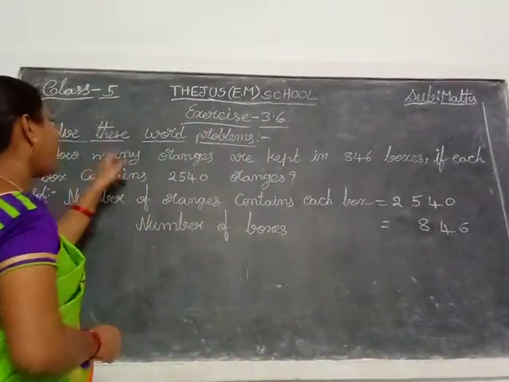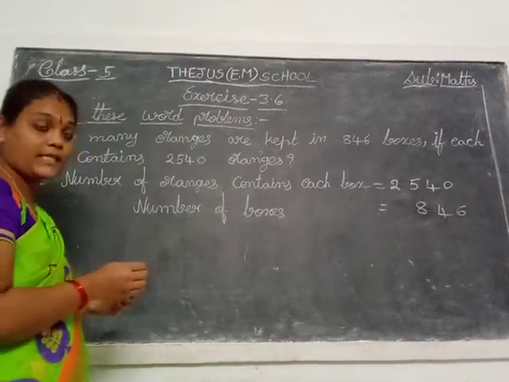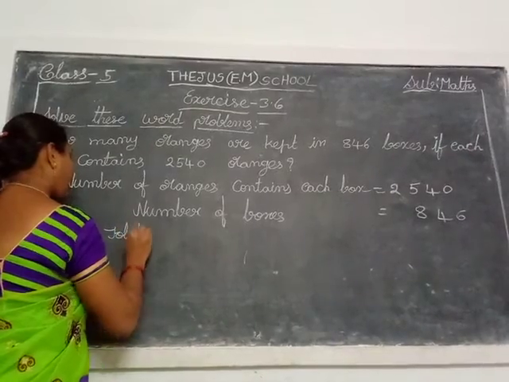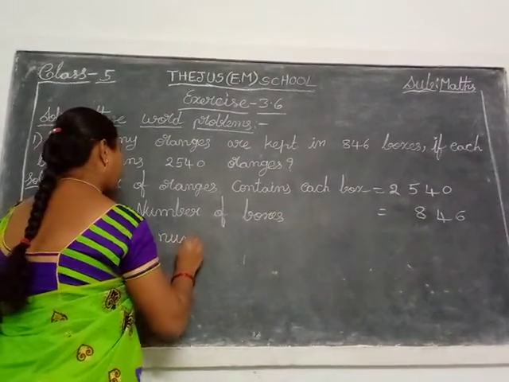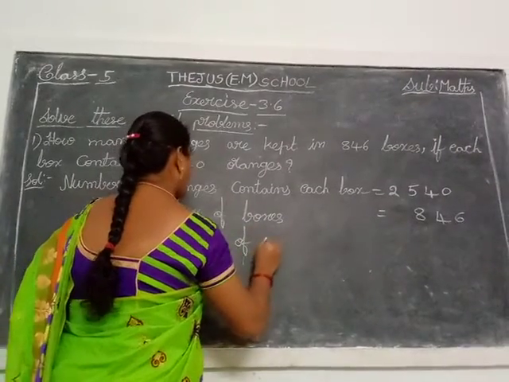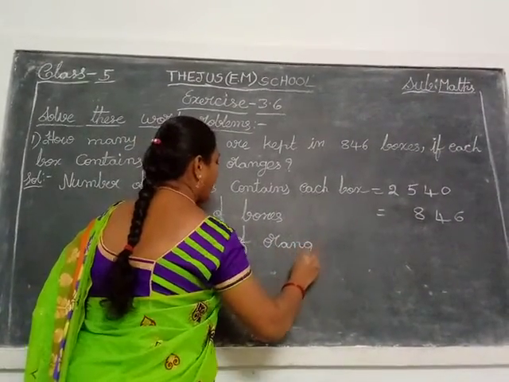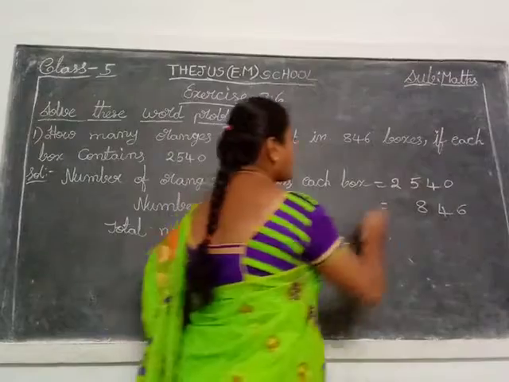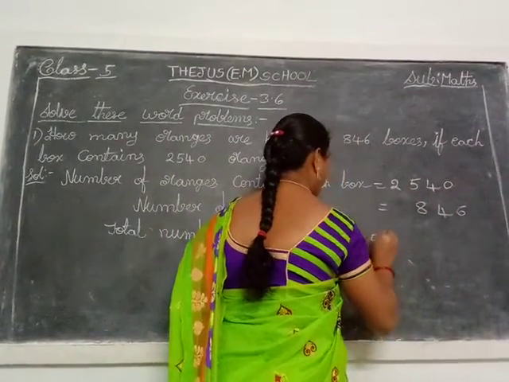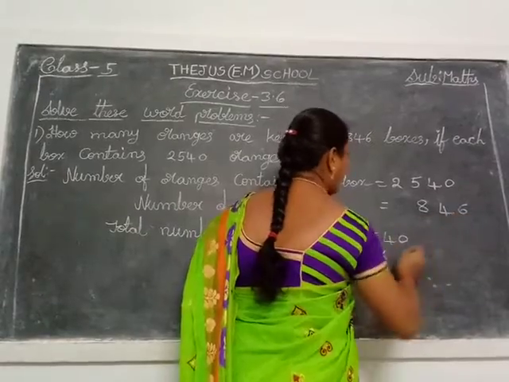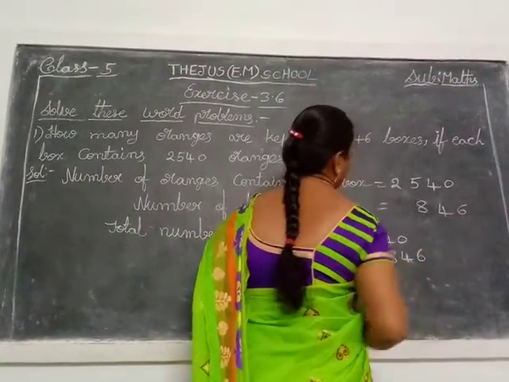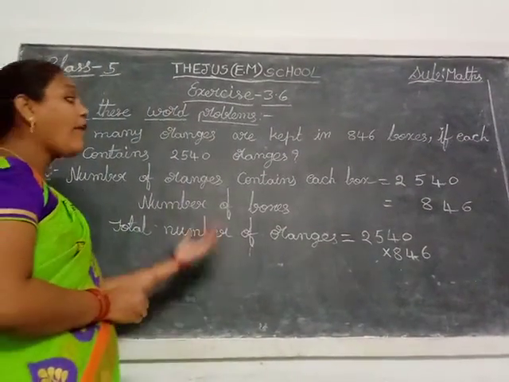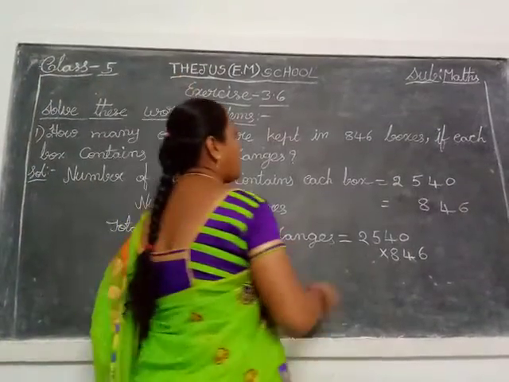Okay? He asked how many oranges are kept in 846 boxes. So we find out here the total number of oranges. So you do the multiplication here. So 2540 into 846. Okay children, 2540 into 846. Now you do the multiplication in your books, right side up plus, children.